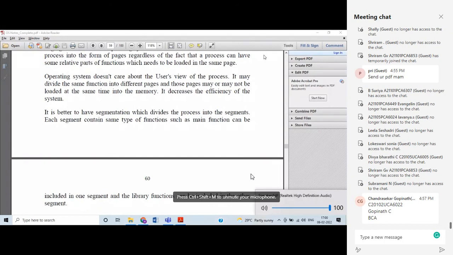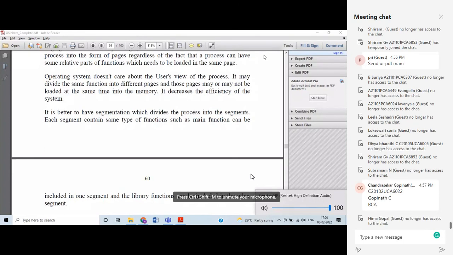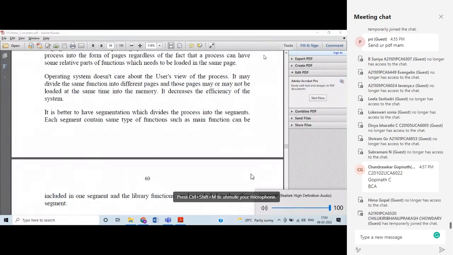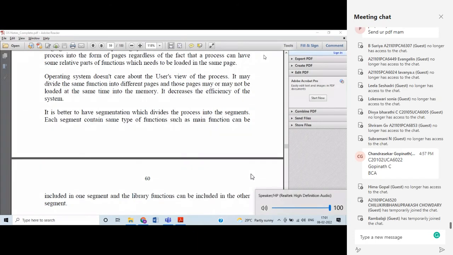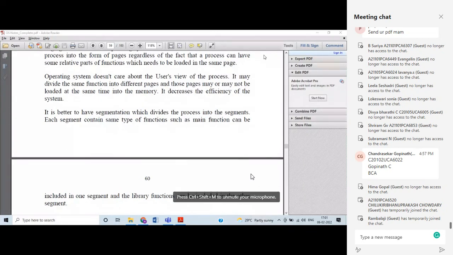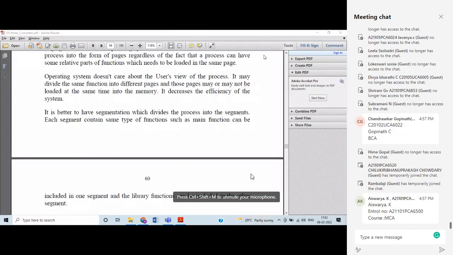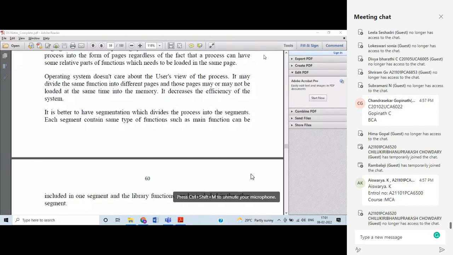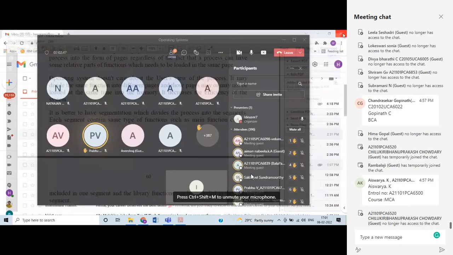But are you in the WhatsApp group? No, madam. Then please give your number. Your batchmates have the WhatsApp group, so add your number in the group. Students, any one of you take his number and add him in the WhatsApp group. Okay, I will give the number in the chat box. Okay, please add it. Thank you, ma'am.